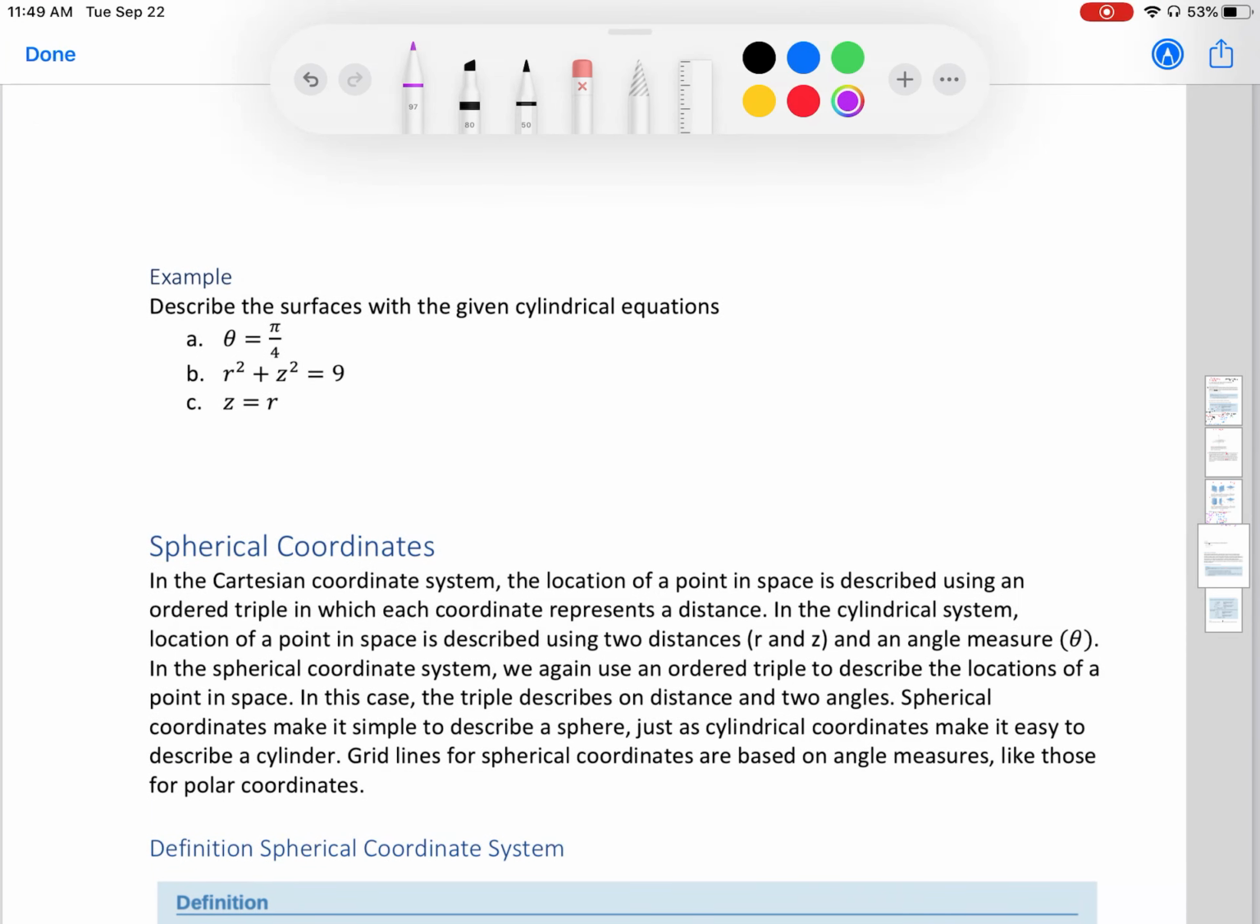Next example, describe the surfaces of the given cylindrical equations. All right, so this goes with that picture we showed right above of how they may vary. For our first equation, I have theta equals pi over 4. So we're going to go ahead and know that that's going to be half of a plane, with an angle of pi over 4.